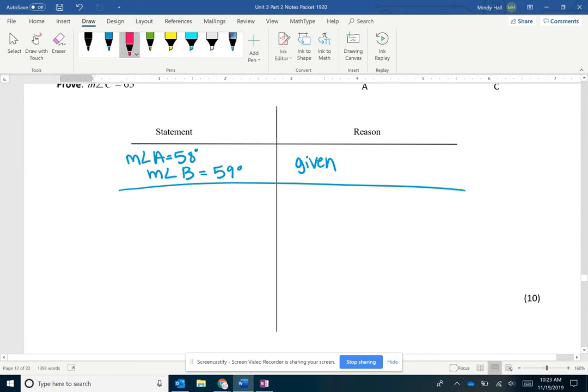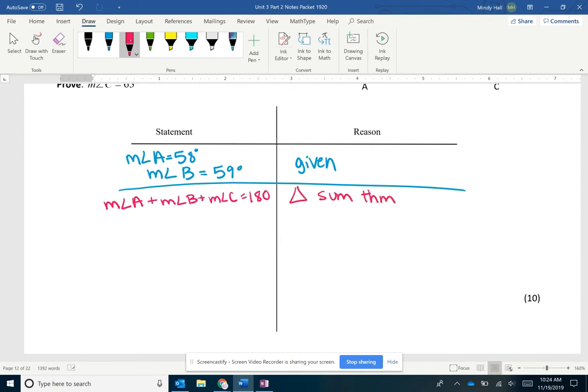So starting off, we can say that since this is a triangle, we know that the measure of all of our angles, so A plus B plus C, is 180 degrees. And that's called the triangle sum theorem. We know that triangles' angles add up to 180.